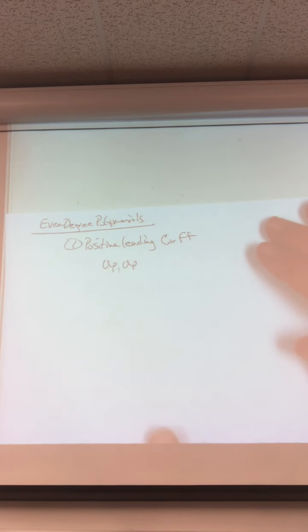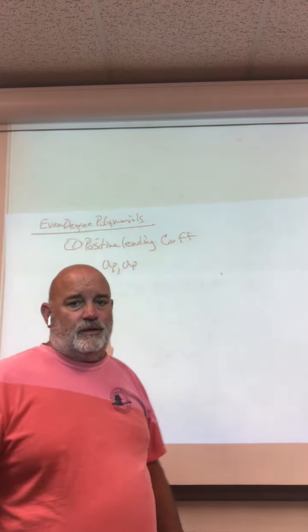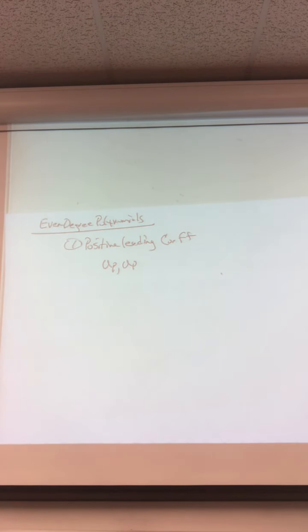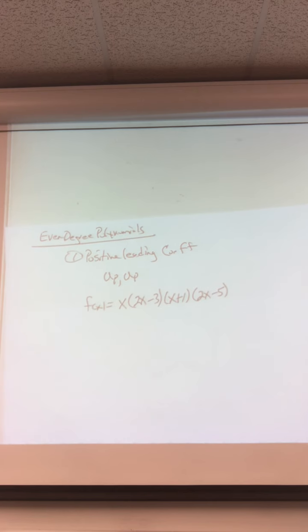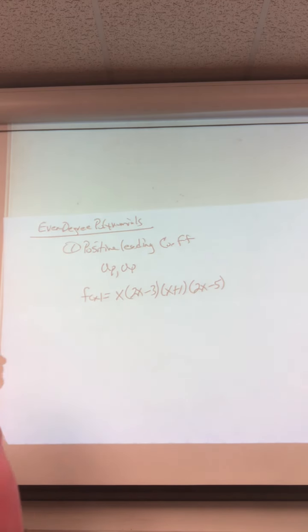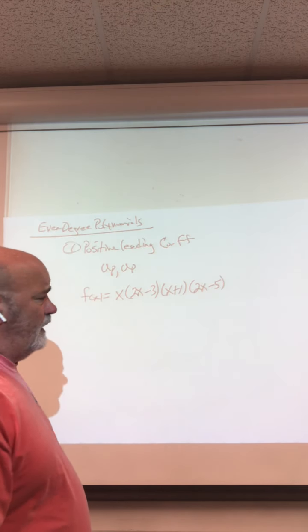So, if we have an even degree polynomial with a positive leading coefficient, both arms will go up. Let me give you an example. Let me get this right here. Pause the video if you need to.